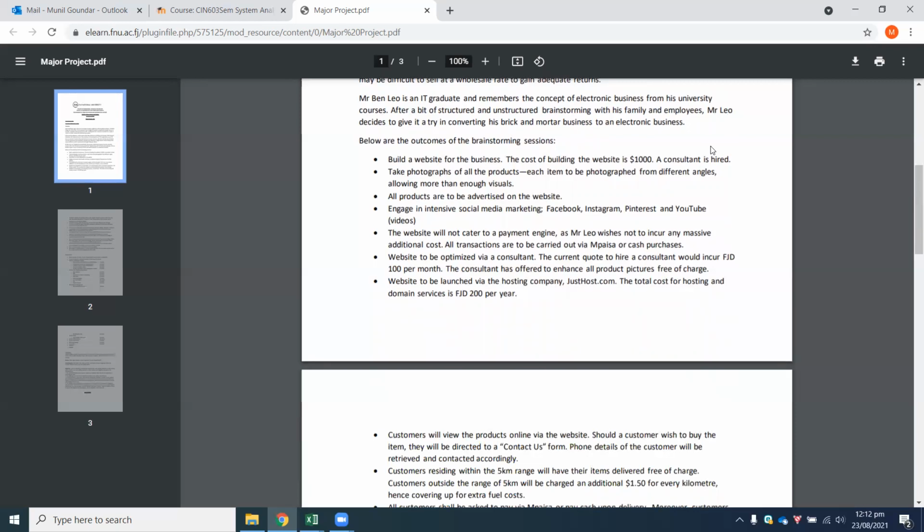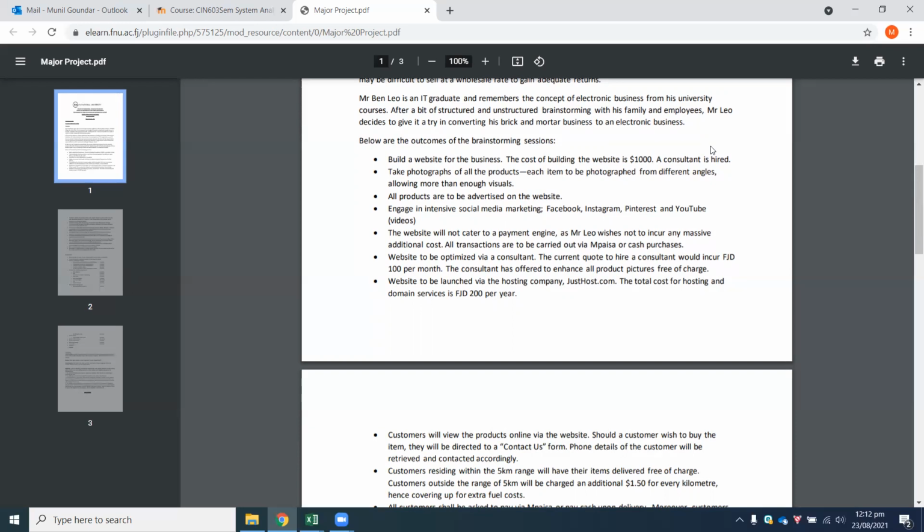Payment engine is basically that particular feature on an e-commerce website that allows individuals to process their credit cards or to process their payments. So the website will not cater for it, as Mr. Leo wishes not to incur any massive additional costs. All transactions are to be carried out via M-Pesa or cash purchases. So M-Pesa transactions or cash purchases will only be accounted for.